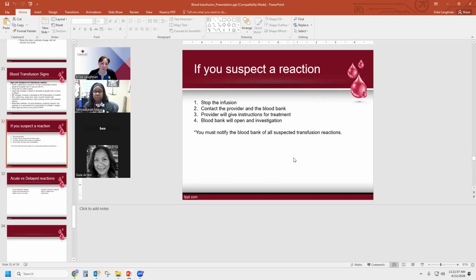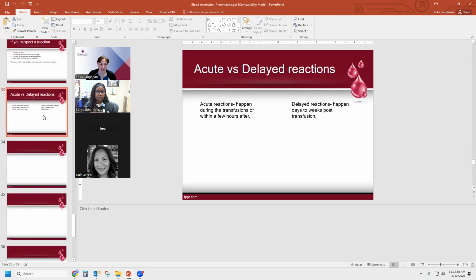If you suspect a reaction, the main points are stop the infusion, call the provider, notify the blood bank so they can open up a ticket. And then the blood bank will open up an investigation. The physician will give the instructions for the treatment. And there is a caveat in our policy that says you must notify the blood bank of all suspected transfusion reactions. And then the part that I didn't put on here, but I'm going to share with you guys as the trainers, because you're helping me lead this class, it says with or without the provider consent or approval. So if you think there is a blood transfusion reaction, you as a nurse are responsible for doing that process, whether or not the physician is wanting you to or not, basically. So just kind of hitting that as another option here.